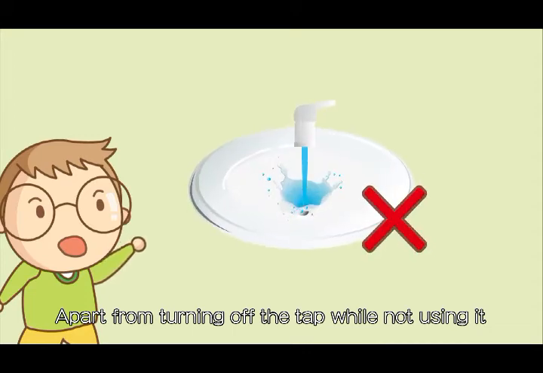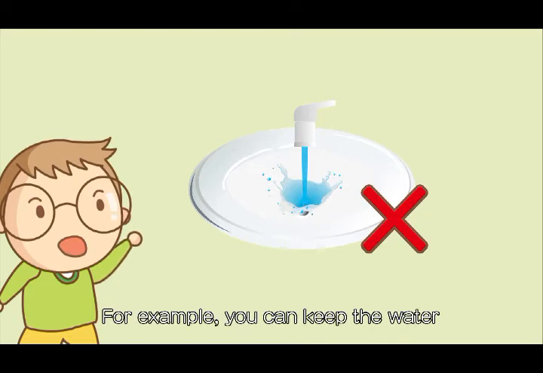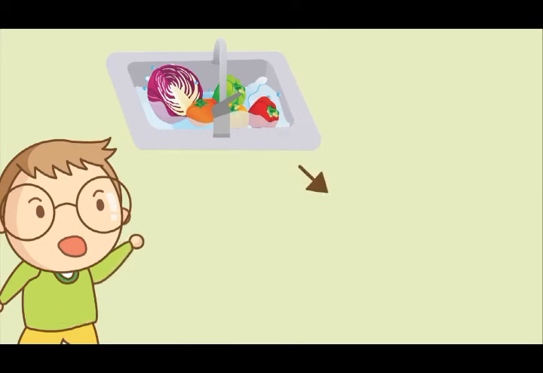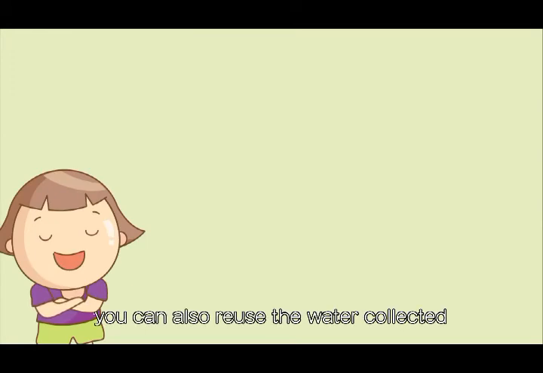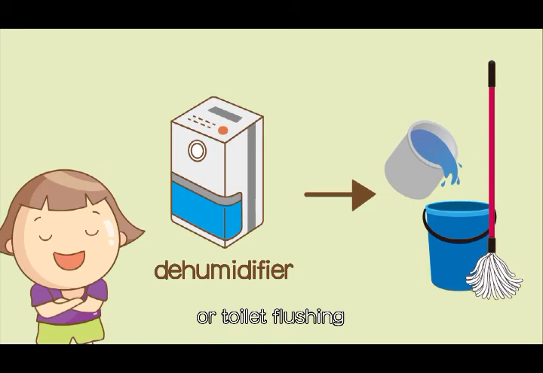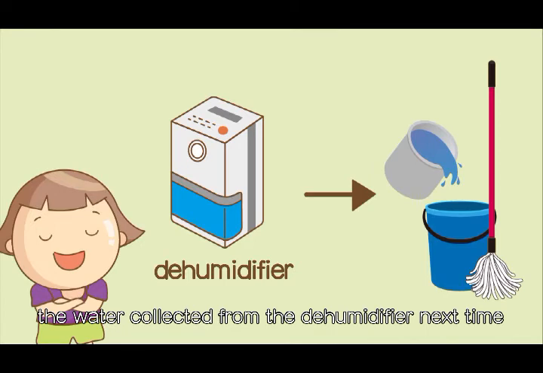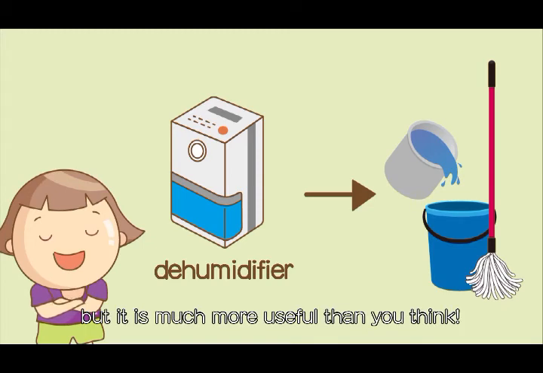Apart from turning off the tap while not using it, there are still many other means. For example, you can keep the water which has been used for washing the vegetables for watering. In addition to reusing the water from washing vegetables and rice, you can also reuse the water collected from the dehumidifier for mopping the floor or toilet flushing. Therefore, remember not to pour away the water collected from the dehumidifier next time, even though it looks like waste, but it is much more useful than you think.